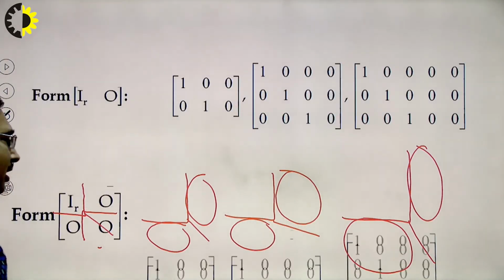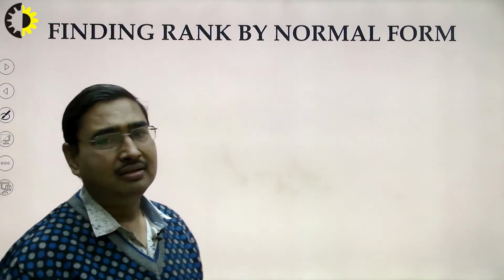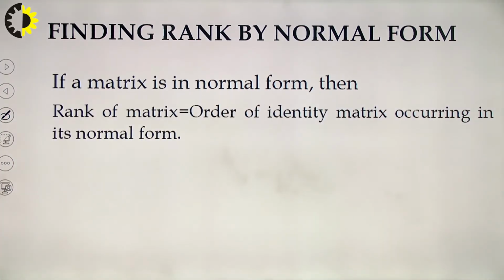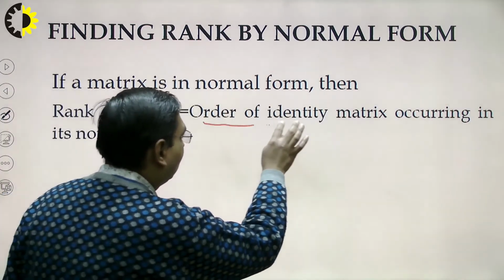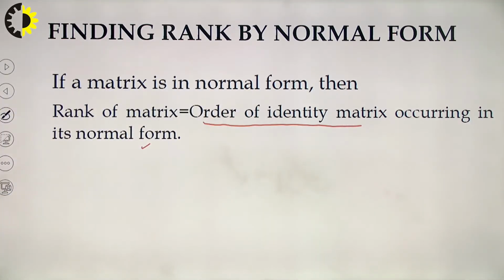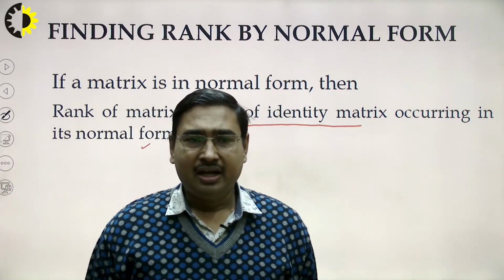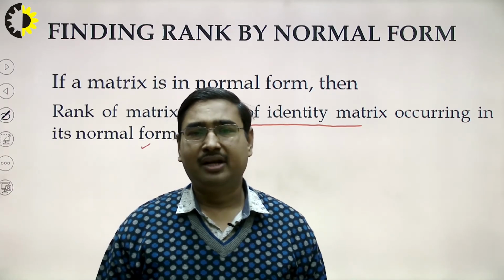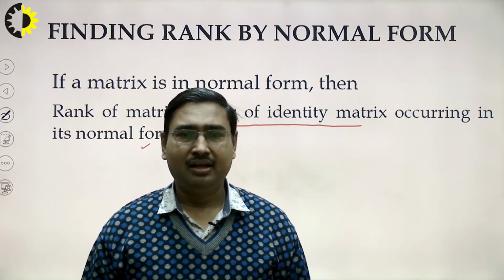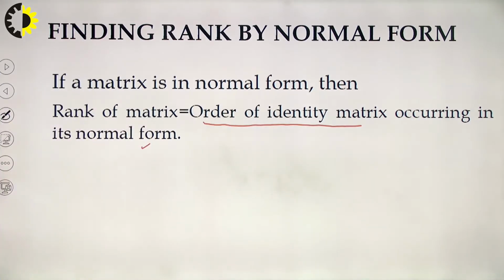Now, if a matrix is in normal form, then how do we find the rank of the matrix? If a matrix is in normal form, then the rank of the matrix is nothing but the order of the identity matrix occurring in its normal form. Thus, we have learnt that if we want to find the rank of a matrix and if we are able to somehow convert the matrix to normal form, we just find the order of the identity matrix occurring in the normal form and that order will be nothing but the rank of the matrix.